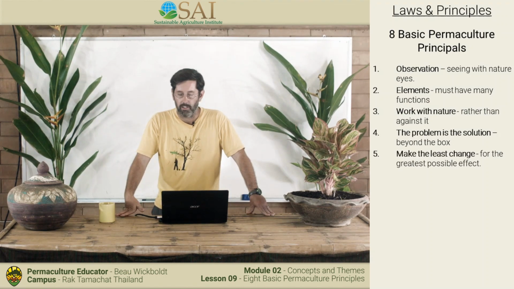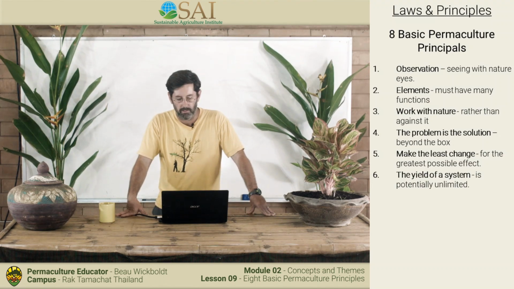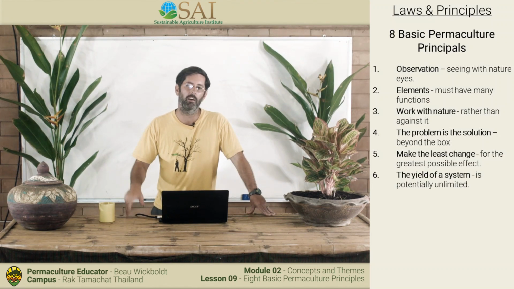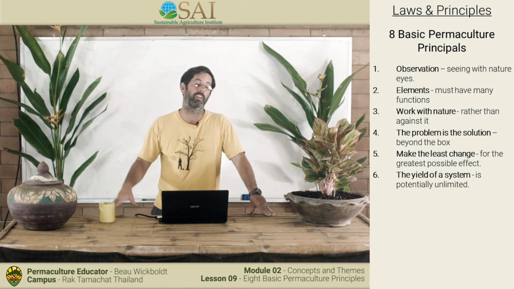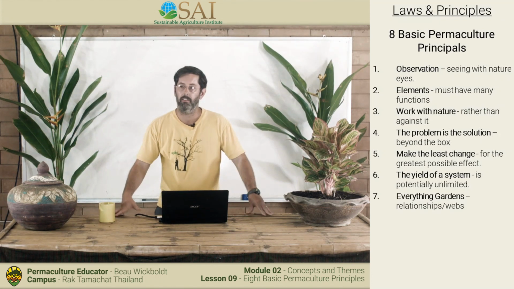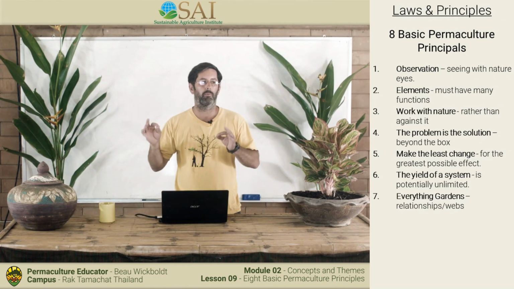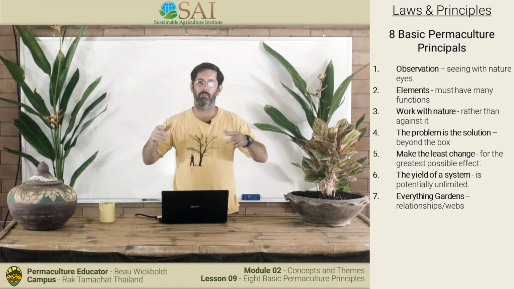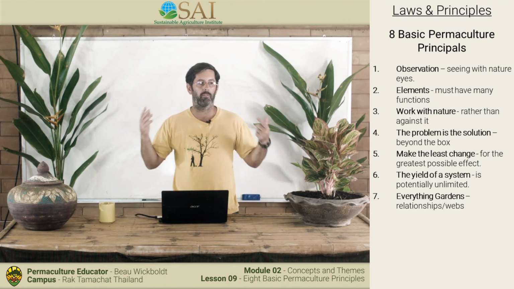Make the least change for the greatest possible effect. Okay? Find your tipping point in your systems. The yield of a system is potentially unlimited. The sun is free. Everything gardens means relationships and webs. Build relationships and build webs, and you'll live in an everything garden.